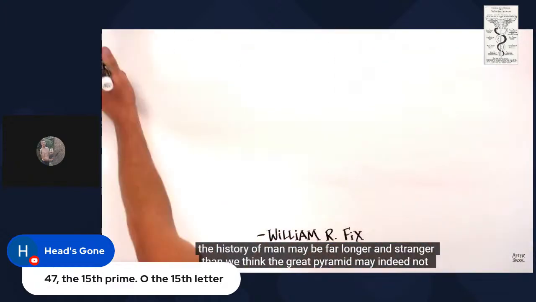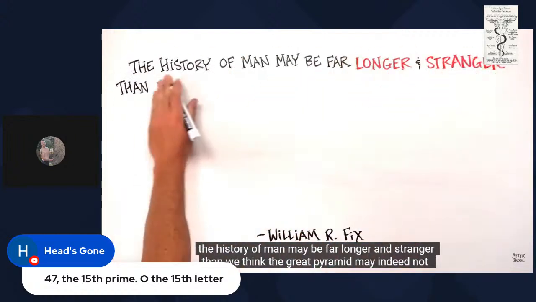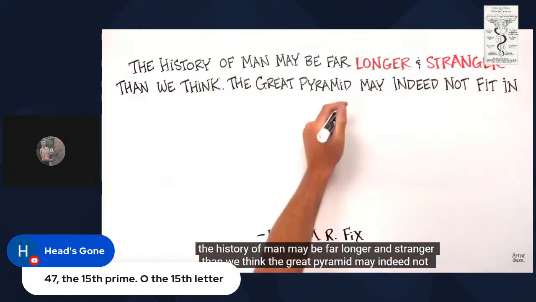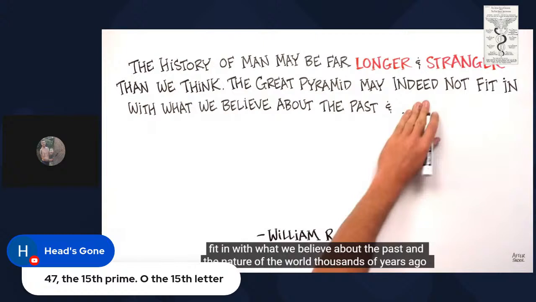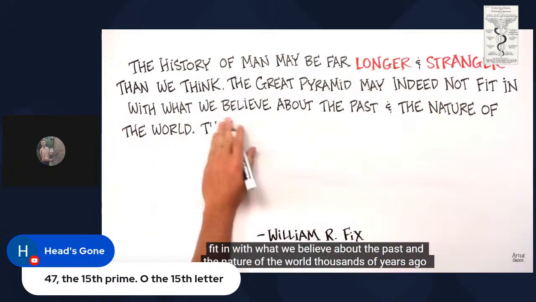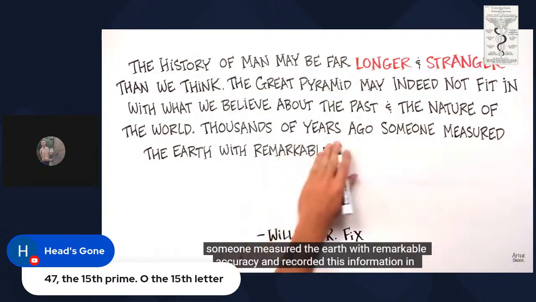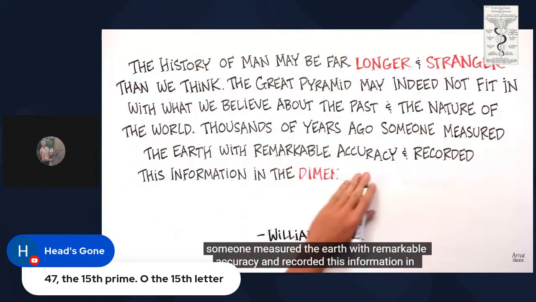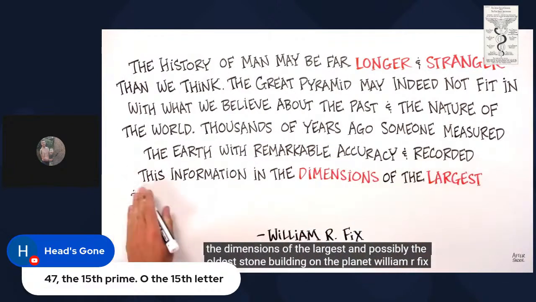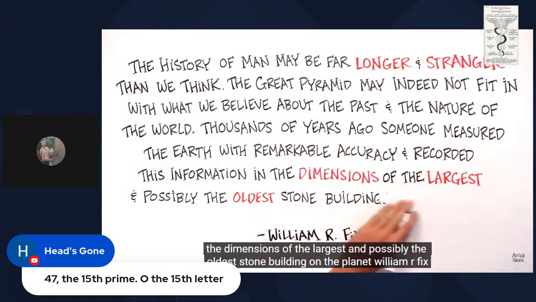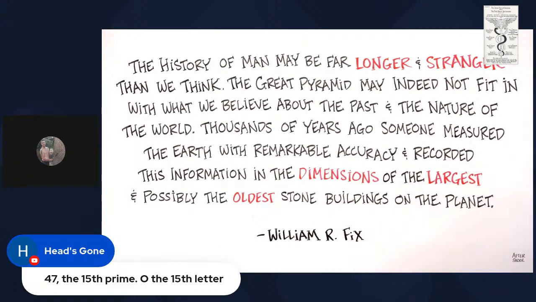The history of man may be far longer and stranger than we think. The Great Pyramid may indeed not fit in with what we believe about the past and the nature of the world. Thousands of years ago, someone measured the earth with remarkable accuracy and recorded this information in the dimensions of the largest and possibly the oldest stone building on the planet. William R. Fix.